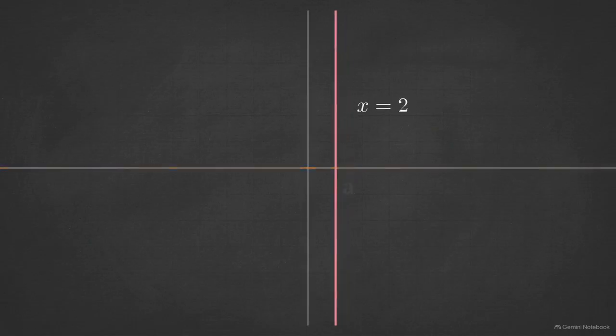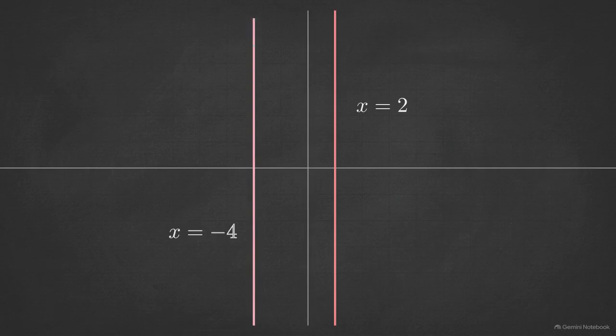The simplest road you can build is one that runs perfectly straight up and down, north to south. It crosses the horizontal highway at exactly one specific mile marker. Let's call that marker A. The equation for this road is just x equals a. We can build a road at x equals 2, one at x equals -4, and one at x equals 10.